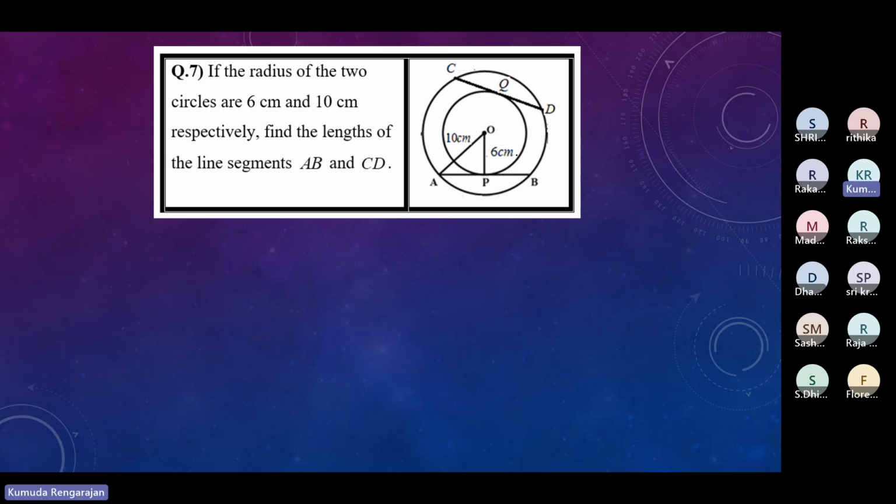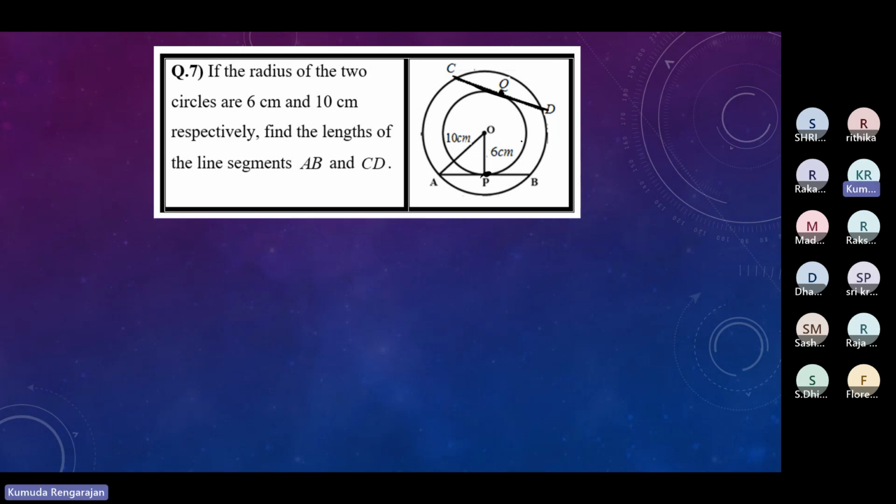I'll just repeat. Line segment AB is a chord to the outer circle and a tangent to the inner circle at P. P is the point of contact. Similarly, the line segment CD is a chord to the outer circle and a tangent to the inner circle at Q. Q is the point of contact.